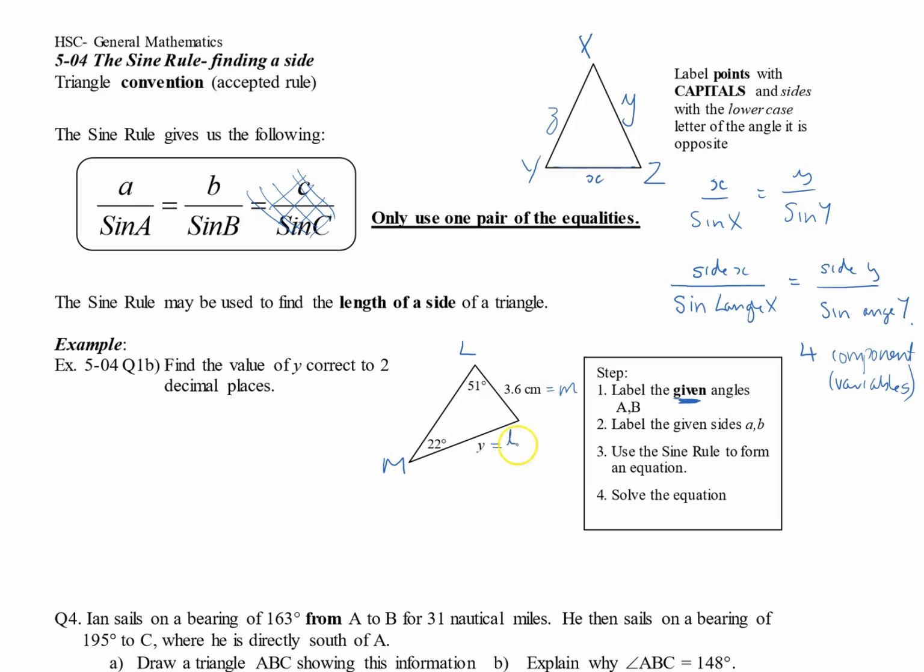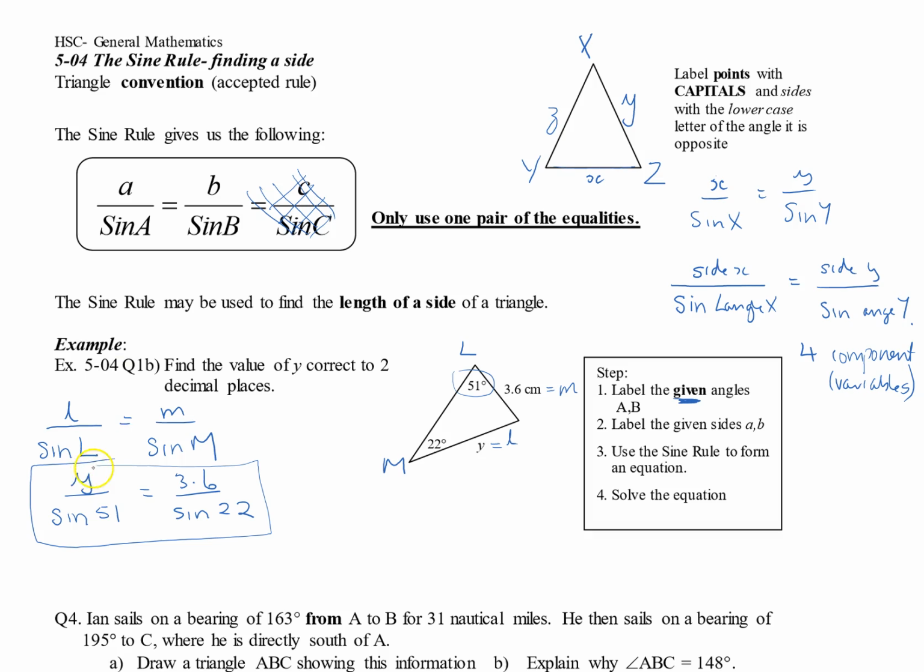Now, use the sine rule to form an equation. In this case, it's going to be side l on the sine of L equals m on the sine of M. Straight substitution step now, where l is replaced with y, sine of L is replaced with sine of 51, 3.6 replaces m, and sine of 22 replaces sine of M. Looking more closely at this, yes, it's an equation and we only have one unknown. My unknown is this y.